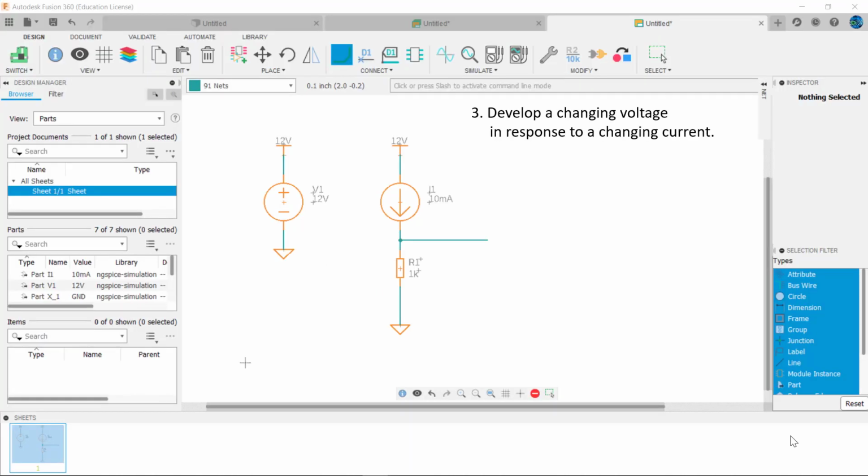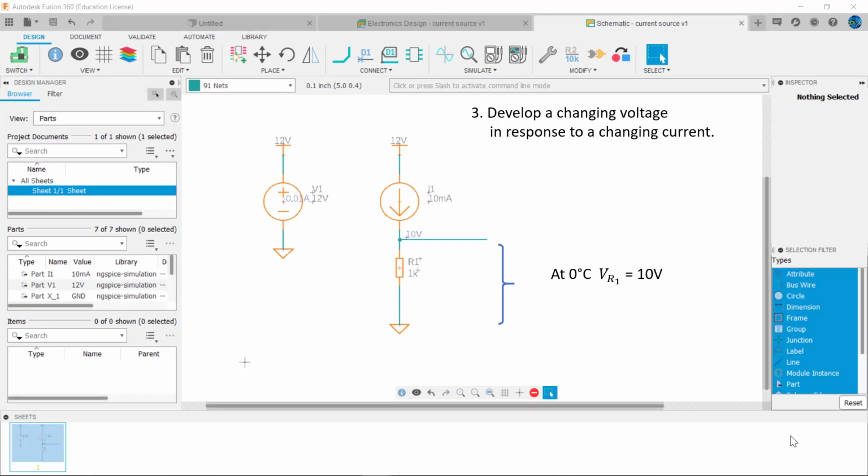We've connected a resistor in series with a current source so that the circuit is sinking a constant current. In this circuit, imagine the current source changes in response to temperature. Let's say the current is 10 milliamps at 0 degrees C and at 50 degrees C is 10.5 milliamps.